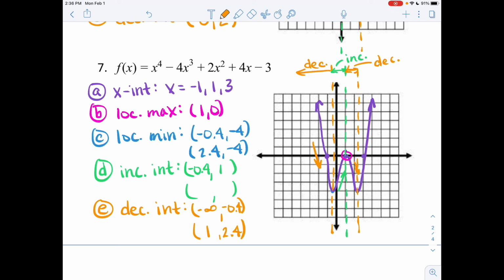Finally, I have one more increasing interval that starts at 2.4, where my decreasing interval left off, and I never turn back around, so that goes to infinity.